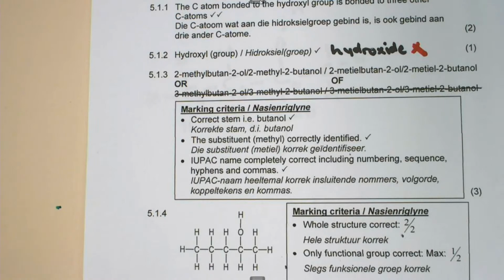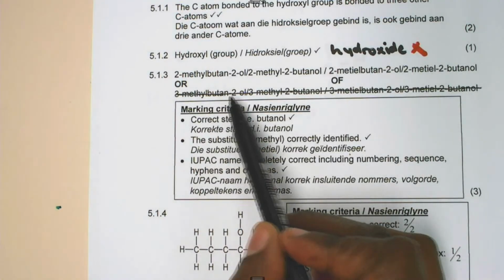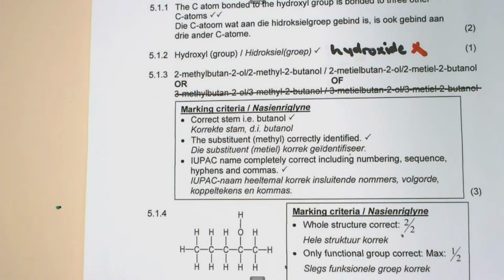And then, colleagues, I had initially put 3-methyl butan-2-ol as another option. But when I had a look early this morning, I decided that you need to remove it. Reason being, 3-methyl butan-2-ol will not be a tertiary alcohol. So please cancel that 3-methyl butan-2-ol.